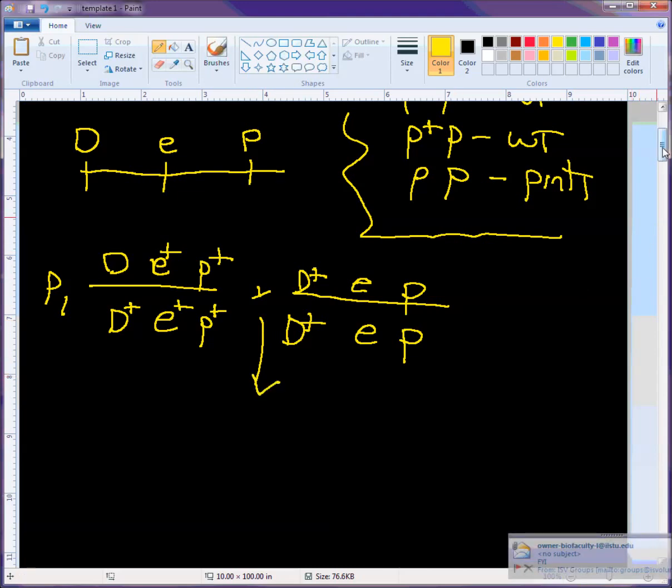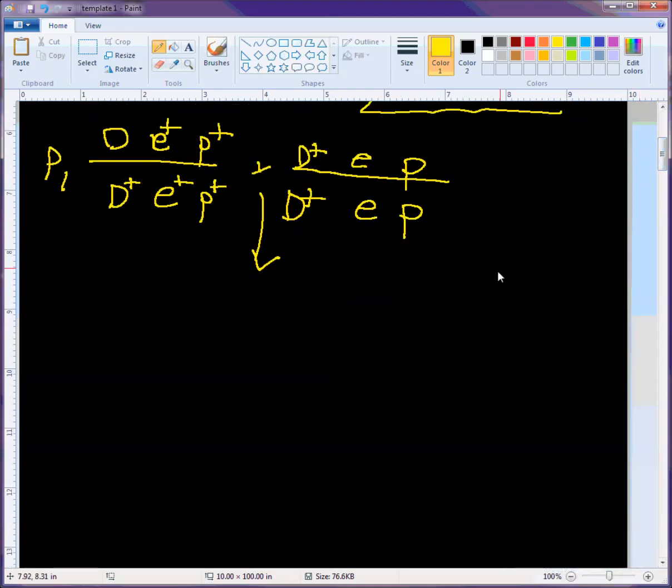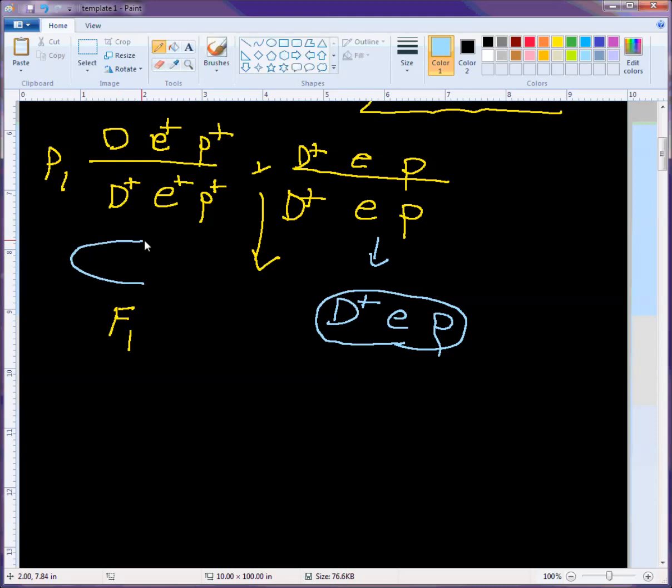Now the question says the F1 progeny with a dicate phenotype were back-crossed to the ebony pink homozygotes. Okay, so what does that mean? Let's look at the possible gametes that can be made from this parent. Only one possible gamete, right? Each gamete has a wild type D allele and the mutant E and P alleles. That's the only possibility from that fly. From this one over here, we have the mutant version of D, with wild type E and wild type P alleles.